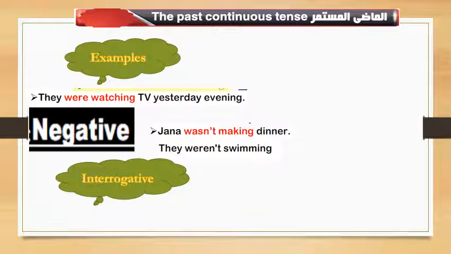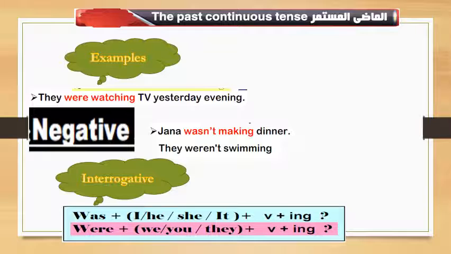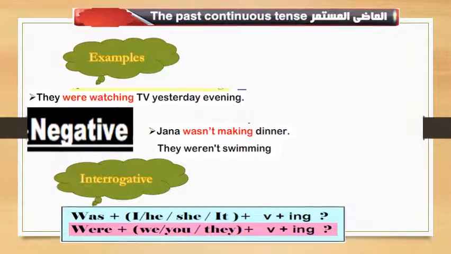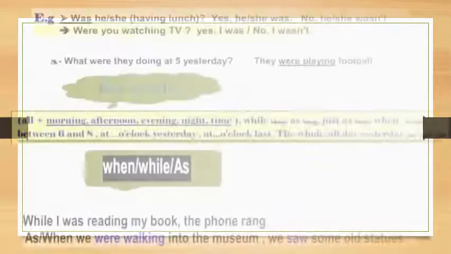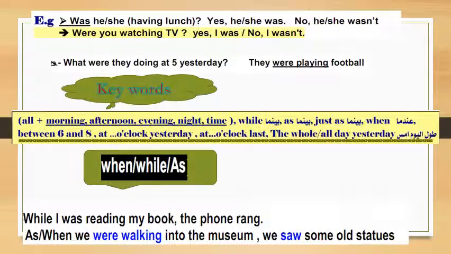Interrogative means question. Was or were plus subject plus verb ing. Example: was he having lunch? Yes, he was, or no, he wasn't. Were you watching TV? Yes, I was, or no, I wasn't. What were they doing at 5 yesterday? They were playing football.